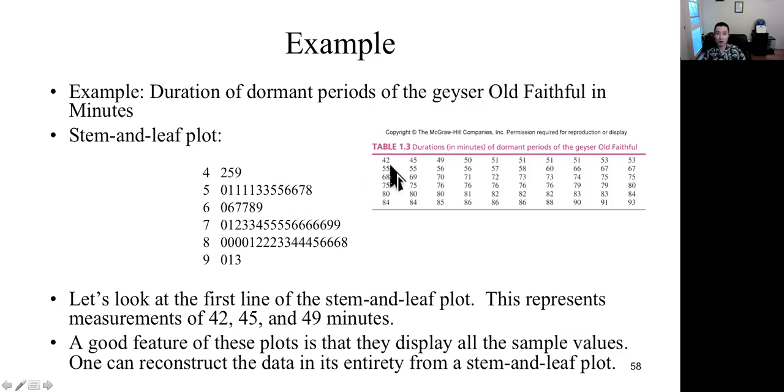For example, 42, the stem is 4, we put a 2 here. We also have a 45, so we put a 5 here, which means under 40 we have 42, 45, and 49. For the 50s we have 50, 50, 51, and we have 4 51s. As we can see from here, we have 253, 255, and so on. So using the stem and leaf plot, we can represent all the data points on that table 1.3.